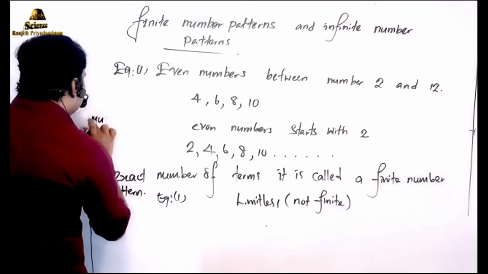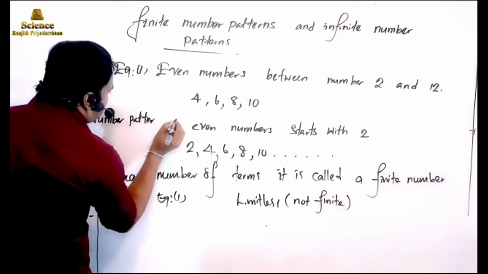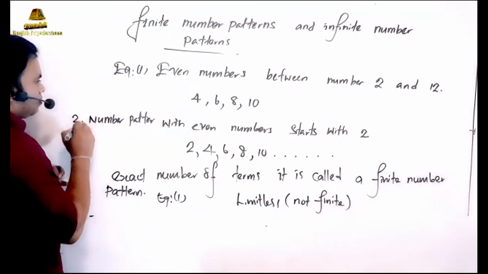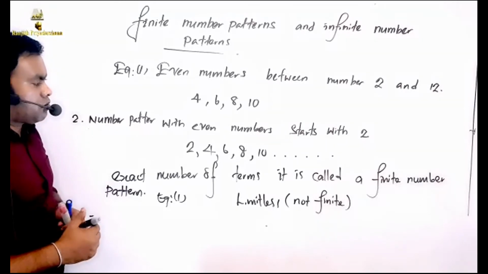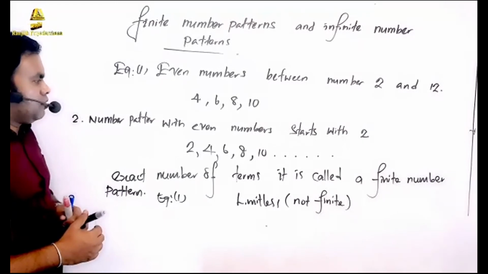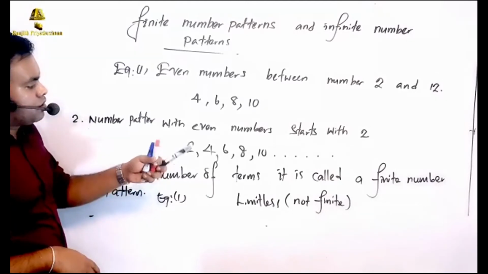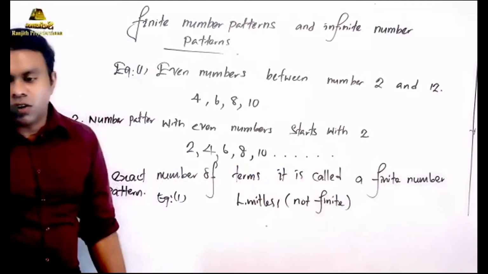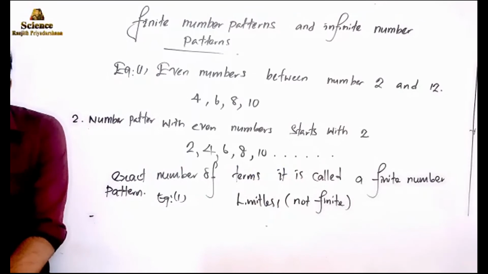Number pattern with even numbers starts with the first term 2. Okay, that's 2, 4, 6, 8, 10, and this is infinite. We put a few dots to indicate that this is infinite.